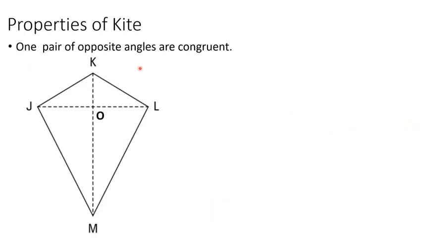One pair of opposite angles are congruent. Now, if you still remember the properties in parallelogram, both pairs of opposite angles are congruent. But here in kite, only one pair of opposite angles are congruent. So those pair of opposite angles are KJM, so that is angle KJM is congruent to angle KLM. So yan po yung opposite angles. So angle KJM and angle KLM. Magkatapat po yan. So they are congruent.